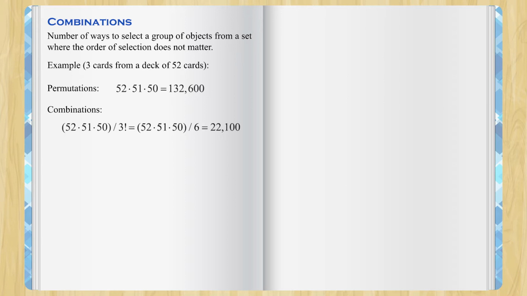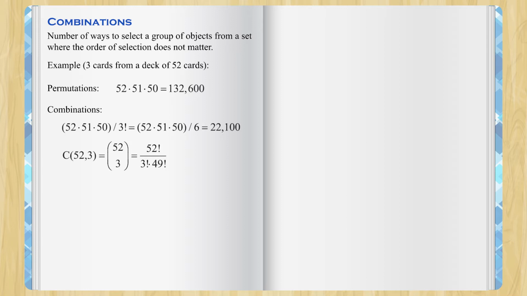That is, in this case, we would have 22,100 combinations. Thus, 22,100 is the number of ways we could choose a group or a combination of 3 cards from a deck of 52 cards. For a combination, sometimes we simply say 52 choose 3. And here we can see the notation we use for 52 choose 3. We might even think of this as choosing 3 cards and leaving the other 49.